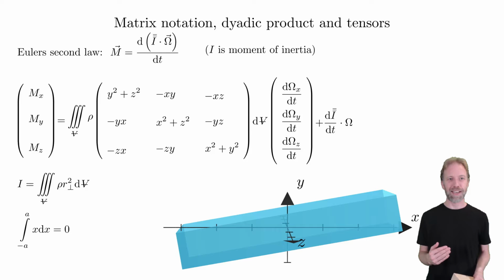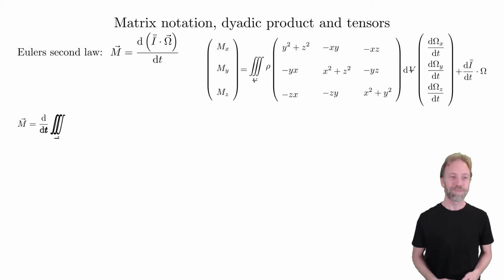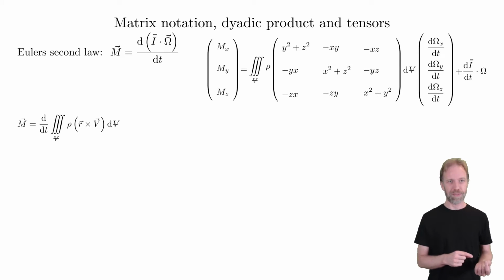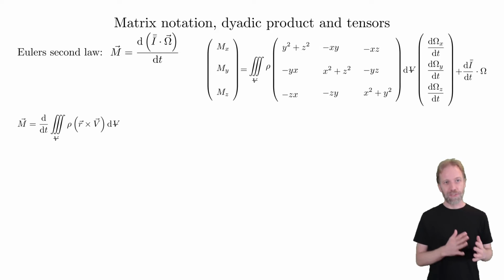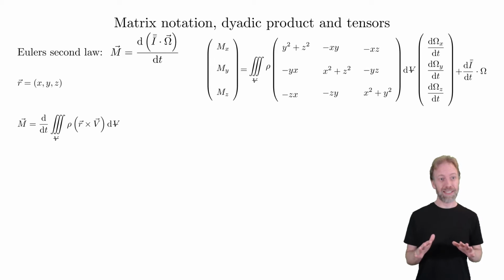Finally, as an exercise, I will show the derivation of the inertia tensor. First, we need to start at the general expression for Euler's second law. This states that the moment is the time derivative of the volume integral of the density times r cross v. This general form would allow each mass particle to move with its own velocity, like it can in a fluid. Note, position vector r is the x, y, and z coordinates.